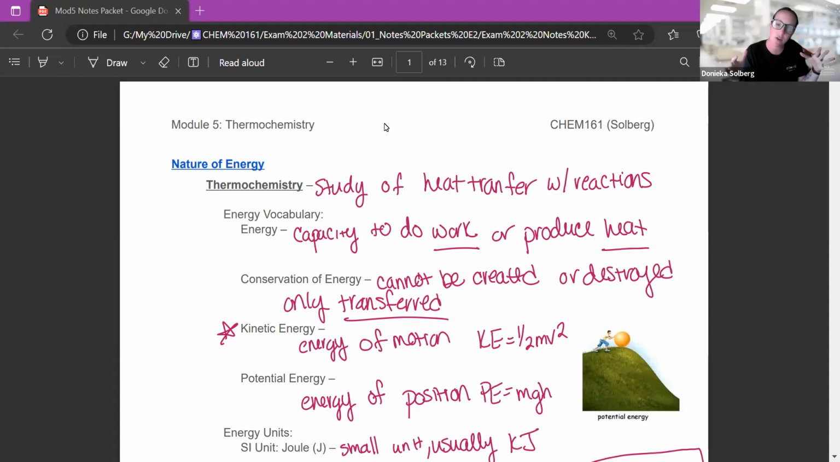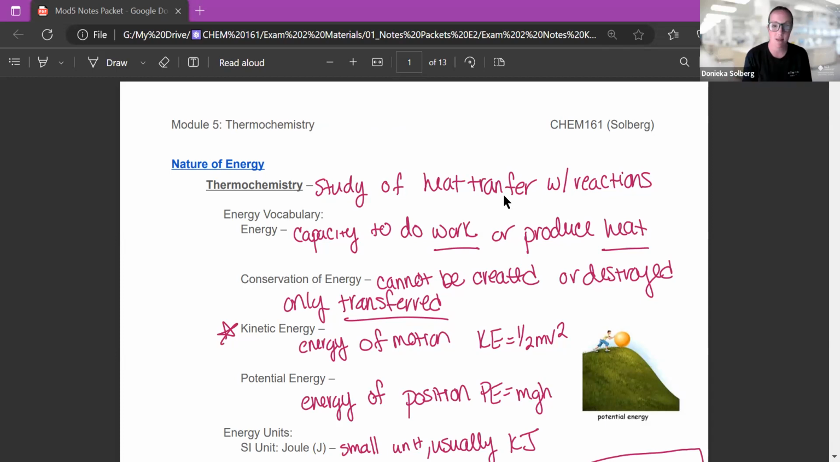So I'm going to give you kind of an overview, and then we're going to get more into the specifics of energy related to chemical reactions. So what is thermochemistry? This whole unit is called thermochemistry. It is the study of the heat transfer with reactions, of course. So some reactions give off heat, some reactions require heat or energy in order to happen. So they might get colder, they might get hotter. It really just depends on what's going on with that chemical reaction specifically.